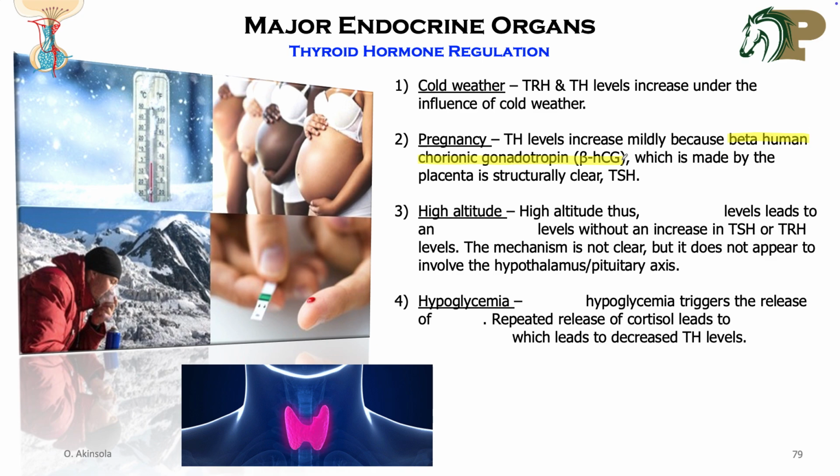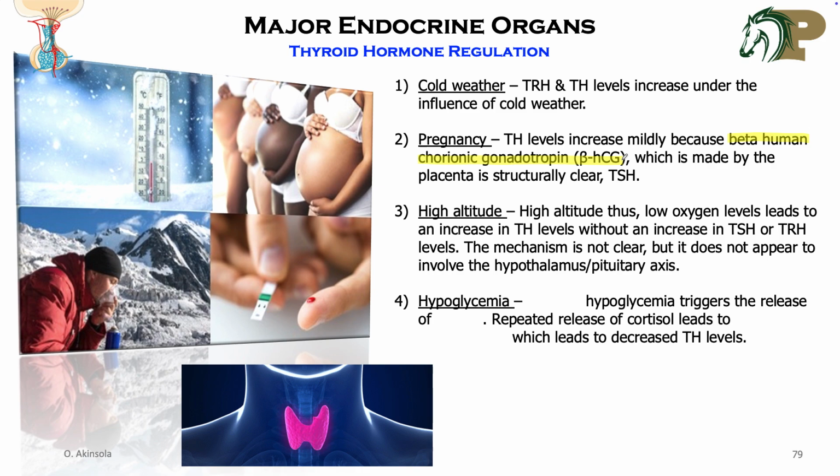High altitude. Remember, if you're in high altitude, that means you have low oxygen levels, and this leads to an increase in thyroid hormone levels without an increase in TSH or TRH levels. The mechanism is not clear, but it does not appear to involve the hypothalamic pituitary axis. So essentially that low oxygen will just cause thyroid hormone levels to increase.